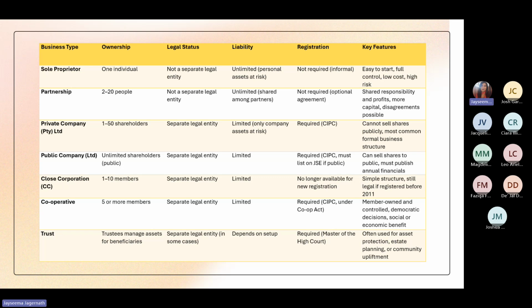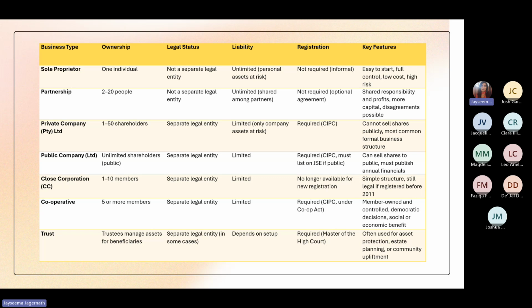You can have shareholders, so that might be a private or a public company. But the minute you cannot sell shares to the public on the JSE, it becomes a private company. I can then open up my business, but I need shareholders because I don't have the funds. So I go to a few people that I know, and together we decide to open up a company and register it.